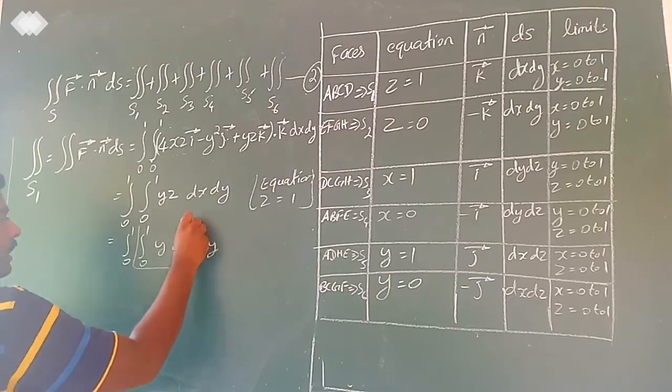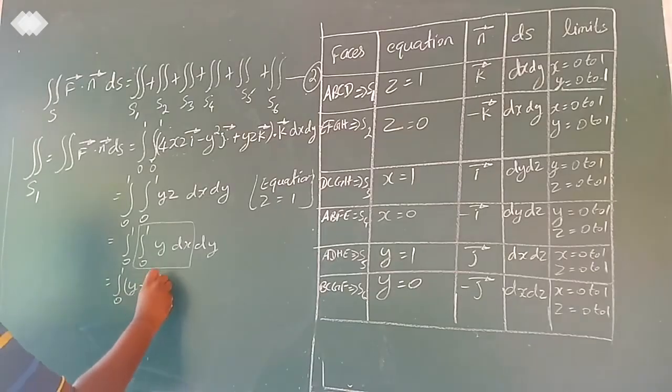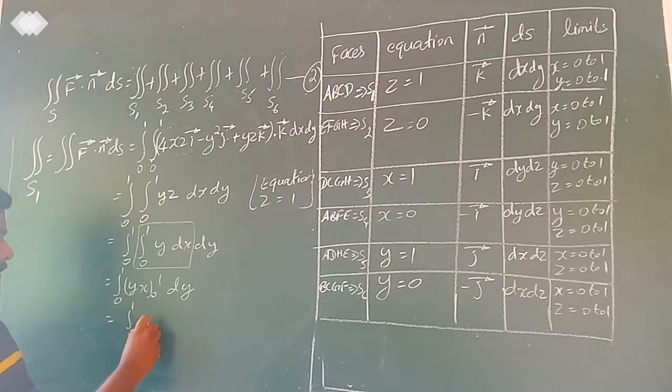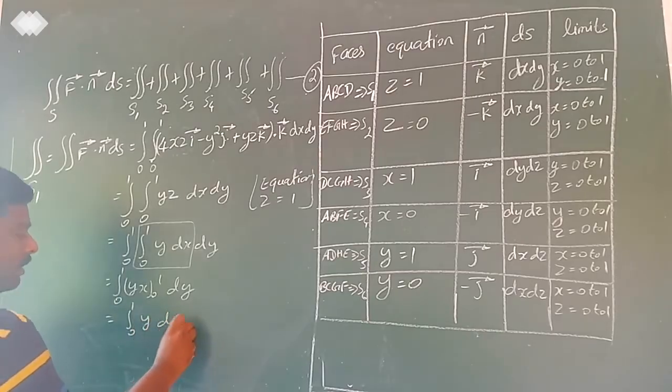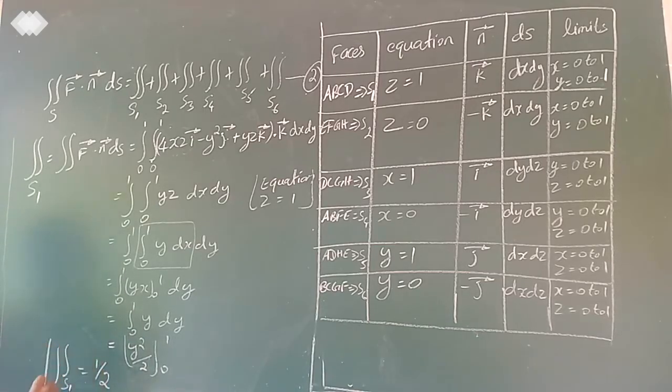First, we integrate this one. You will get the integral from 0 to 1 of y times x from 0 to 1, dy. That is nothing but the integral from 0 to 1 of y dy. The integral of y equals y square by 2, so y square by 2 from 0 to 1. Therefore, the final term, double integral of S1 equal to 1 by 2.